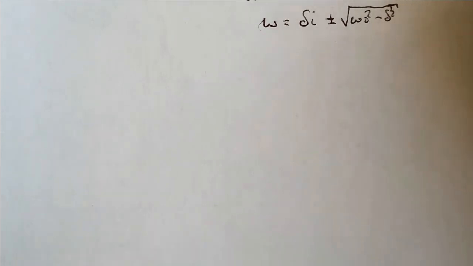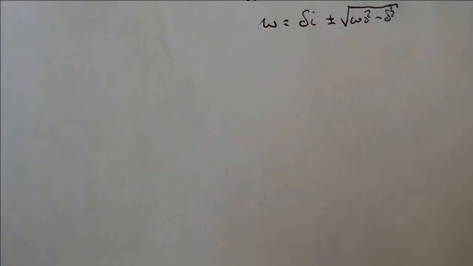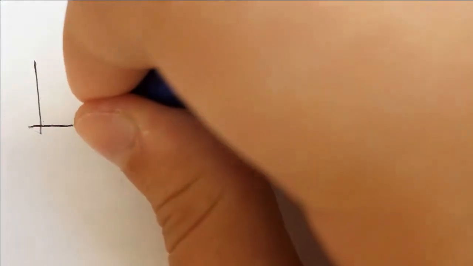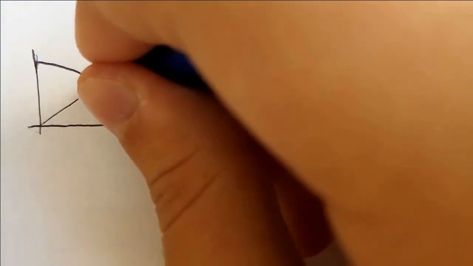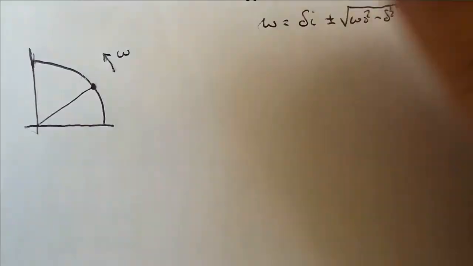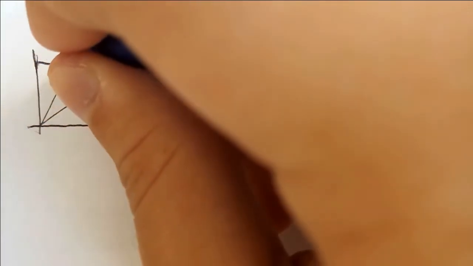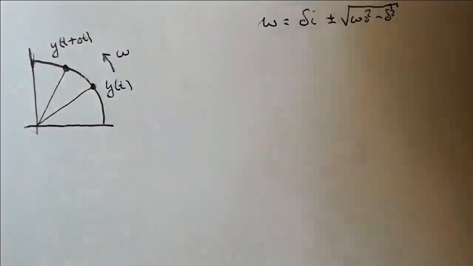It's not so complicated to show that this will lead to exponential decay, which is indeed the solution of the damped oscillator. Let us assume that you have some point in complex numbers which is rotating with angular velocity omega, and the point is y(t), and in the next time this should be y(t plus delta t).